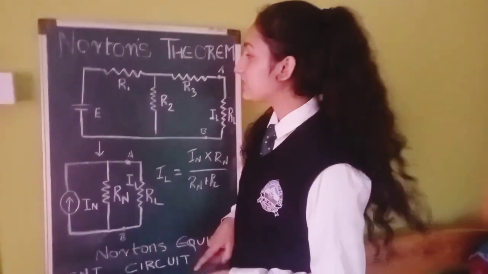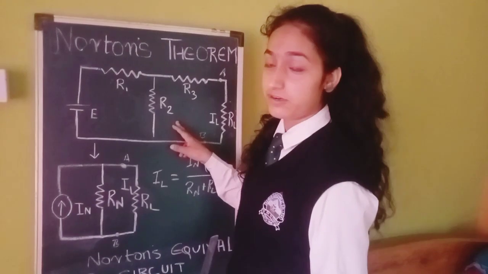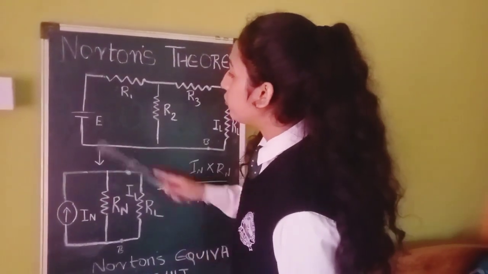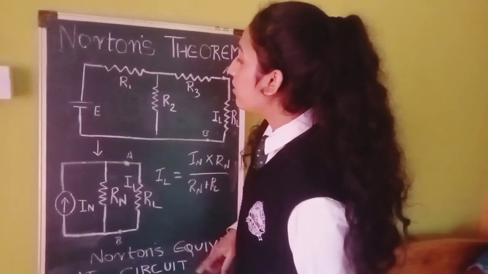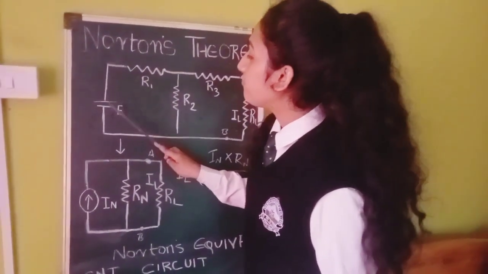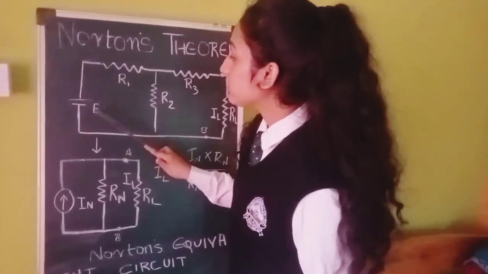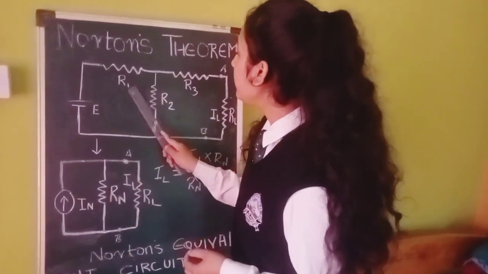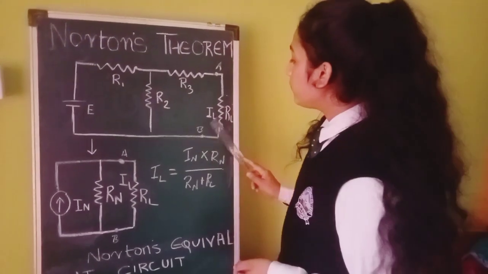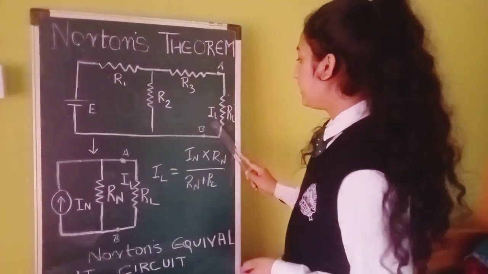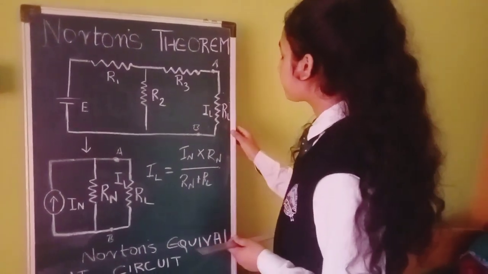So friends, let's take a linear complex network which has a voltage source and also resistances. The EMF of the voltage source is E, which is constant, and we have R1, R2 and R3 as resistances. Now we need to find the value of IL flowing through RL.